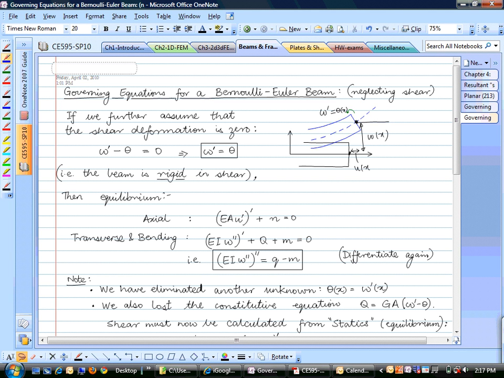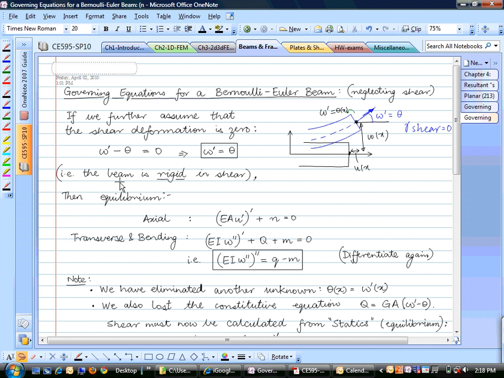Okay, so let's talk about this a little more. The normal to the cross section is always oriented along this line. So if you remember, this is theta and this is also w prime. So w prime is equal to theta. And in this case, shear, gamma shear, is 0. So we have eliminated one more variable. We can express theta in terms of w prime now.